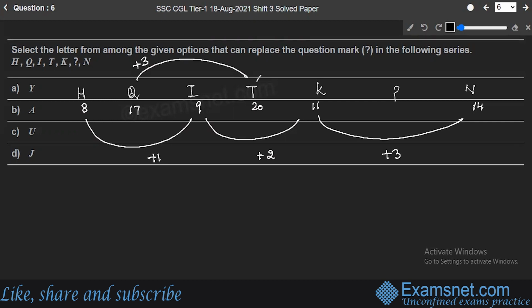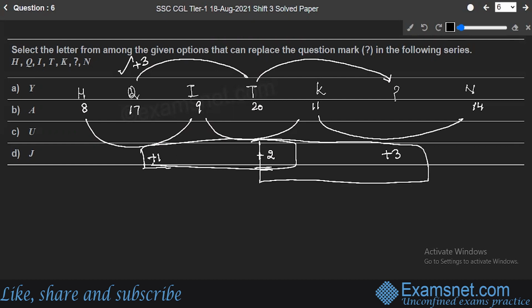So what will come at this place if I'm moving from here to here? See, this is plus 3. If this is plus 1, plus 2, the logic is that I'm having a plus 3 over here. So plus 2 plus 3 will give me a plus of 5. So 20 plus 5 will give me 25. And which alphabet is at number 25? It's Y.